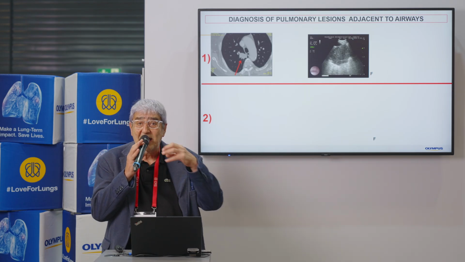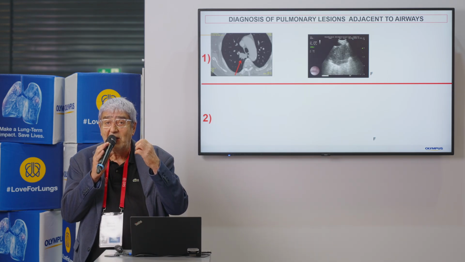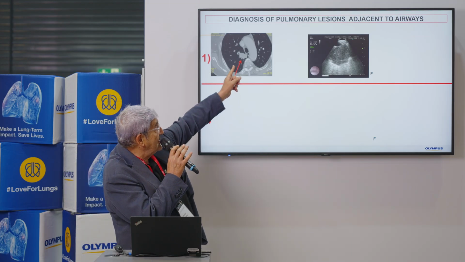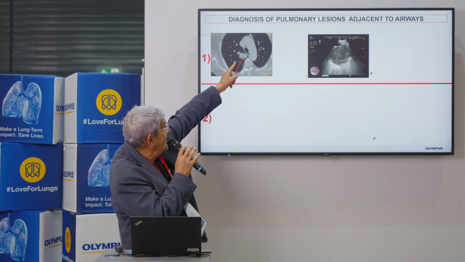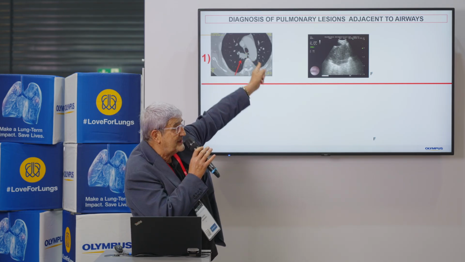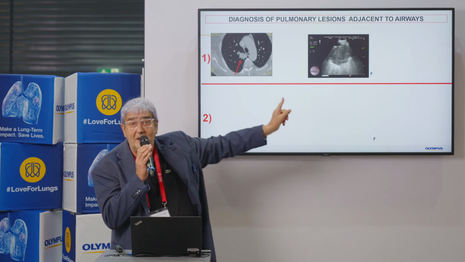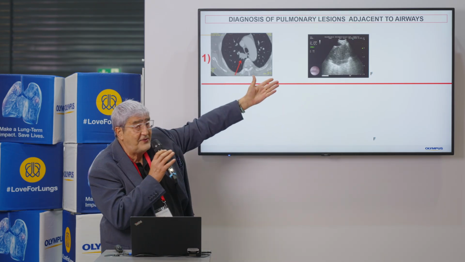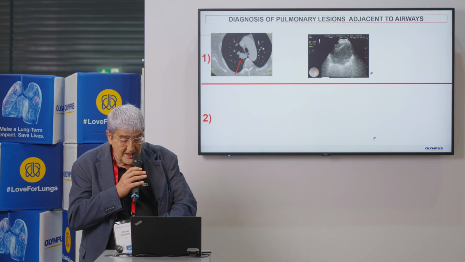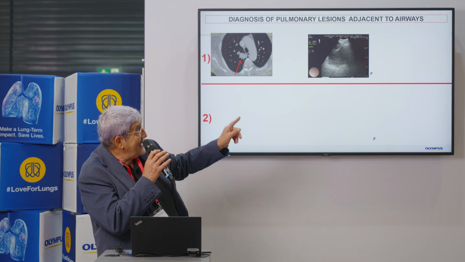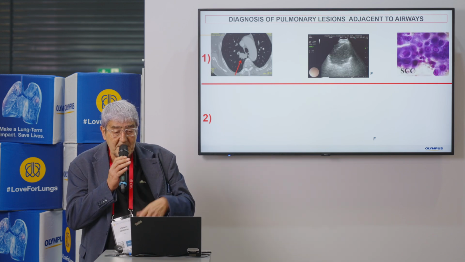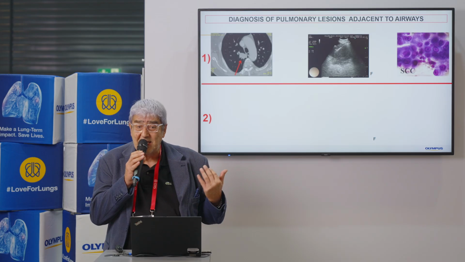We start with a central endobronchial pulmonary lesion close to the large airway. You can see here there is a lesion close to the trachea. If you put your EBUS-scope in the trachea, you can visualize very well this pulmonary lesion, and it's very easy to take a sample with the EBUS-TBNA and to make a diagnosis. It was a squamous cell carcinoma.